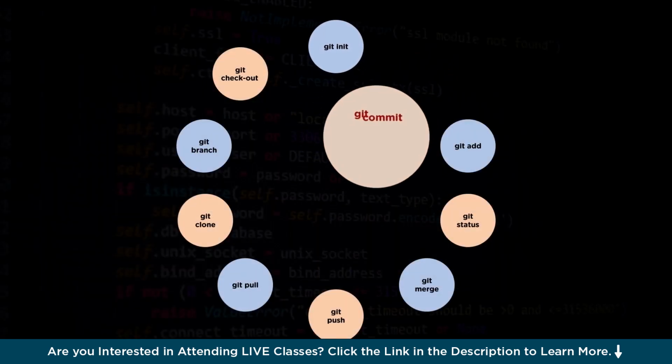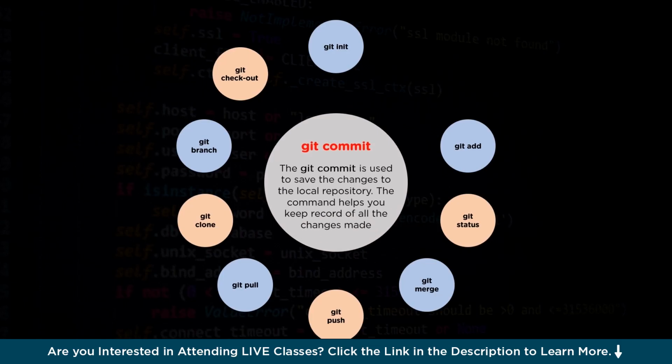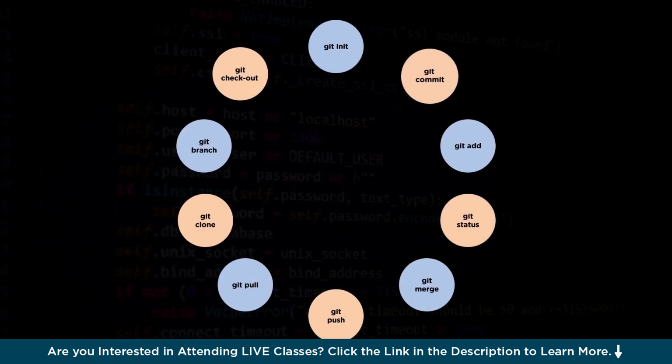The second command is the git commit command. The git commit command is used to save changes to the local repository. The command helps you keep a record of all the changes made. The changes that are made are the ones that are added to the staging area. So it depends on us which file we want to commit. The command used before the git commit command is the git add command.